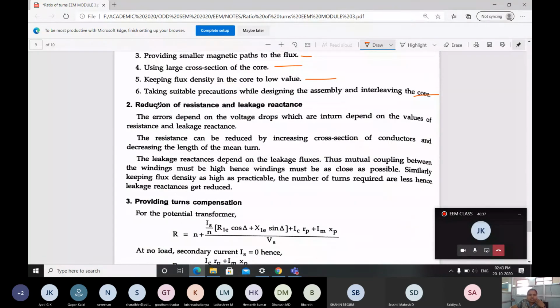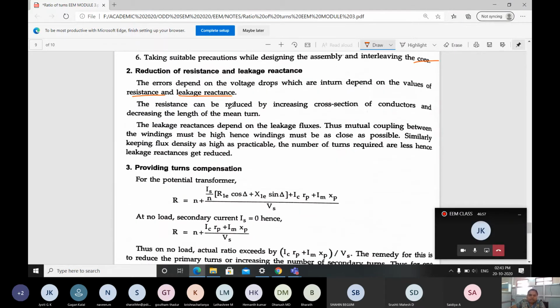Then, the reduction of resistance and leakage reactance. That's what we learned, right? How is it going to be done? The errors depend on the voltage drops, which in turn depend on the values of resistance and leakage reactance. The resistance can be reduced by increasing the cross section of the conductors.